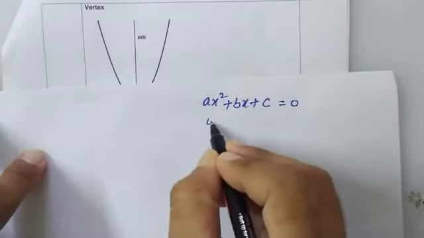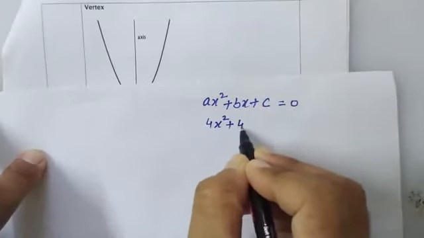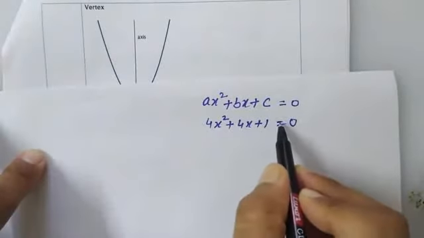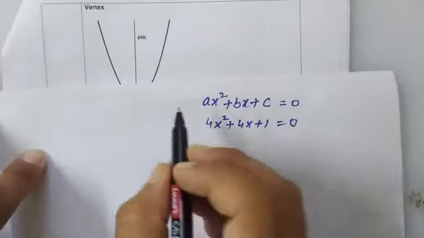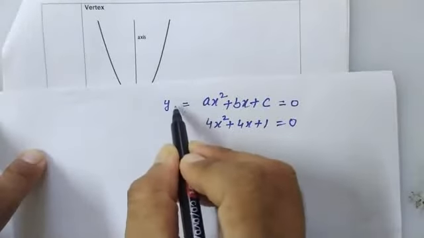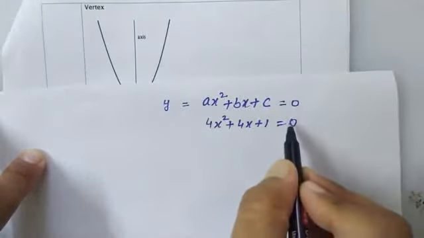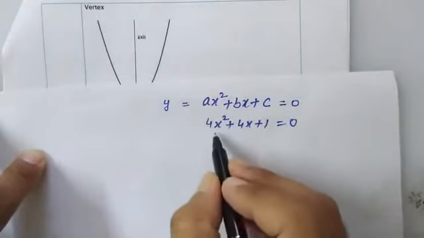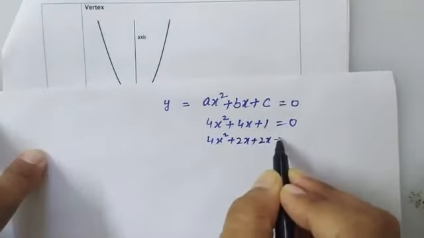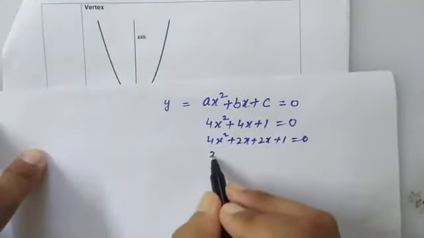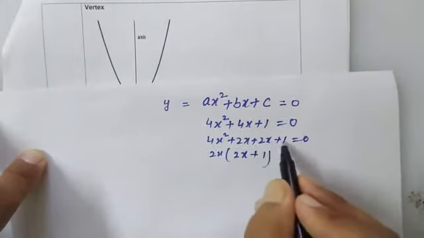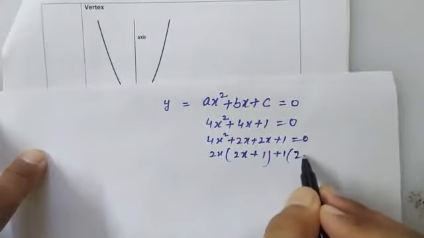Let's take a simple example. Suppose I have the polynomial 4x square plus 4x plus 1. To find its zeros, we equate this polynomial to 0. We can call this polynomial y, so we equate y equal to 0. Now the splitting will be 4x square plus 2x plus 2x plus 1. We take 2x common, so what is left is 2x plus 1, and from the rest, 1 is common, so what is left is 2x plus 1.